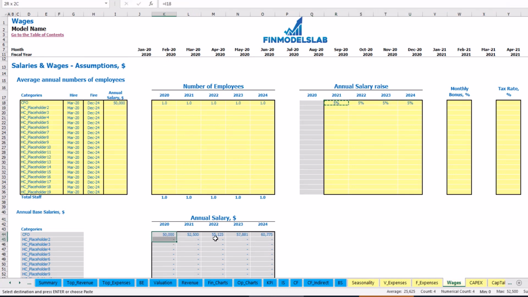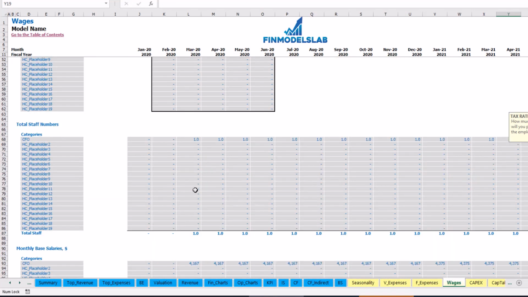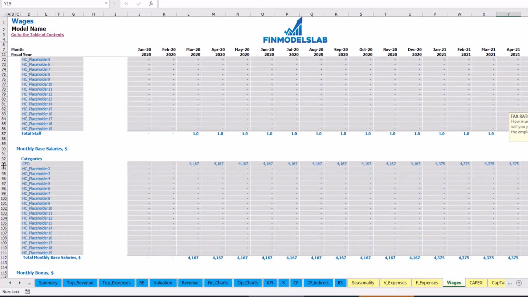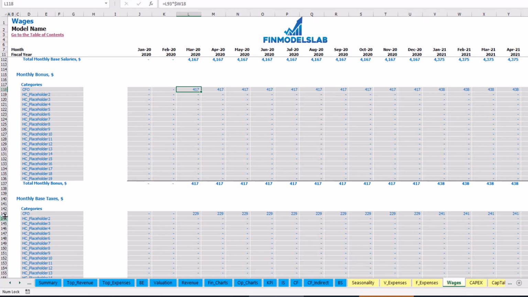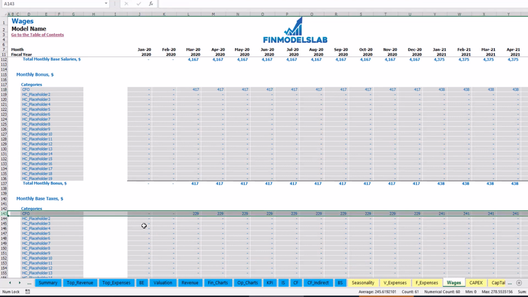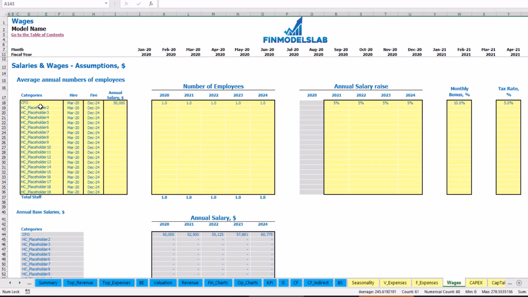You may see the amounts by years connected to this annual salary and impacted by annual salary rise. Let's set up 10% monthly bonus and 5% of tax rate. So you may see below the calculation of salary broken down by months, monthly bonus, which is 10%, and 5% of monthly taxes related to the payroll.